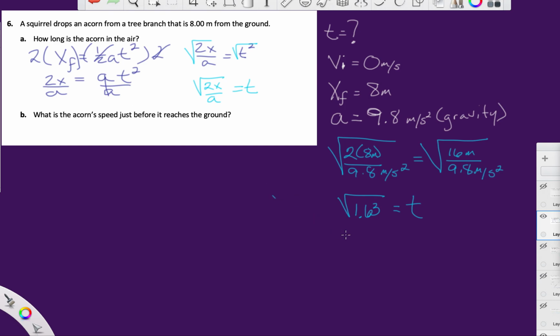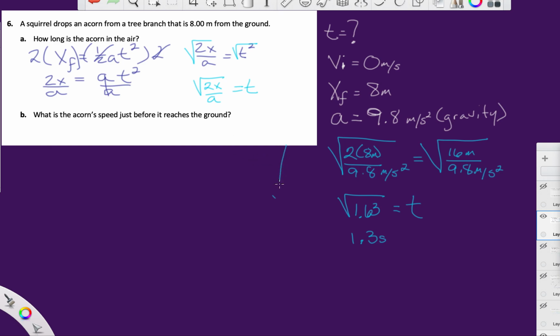And the time in the air is about 1.3 seconds. It's 1.2 and change. I could have said 1.28 seconds, but I like a nice round 1.3 seconds. And why do I need that? Because I need to know how fast this object is going before it hits the ground, right?